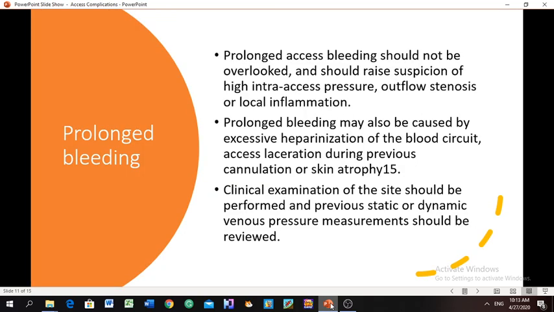Prolonged bleeding should not be overlooked and should raise suspicion of high intra-access pressure, outflow stenosis, or local inflammation. Prolonged bleeding may also be caused by excessive heparinization of the blood circuit, access lacerations during previous cannulation, or skin atrophy. Clinical examination of the site should be performed and the previous static or dynamic venous pressure measurements should be reviewed.